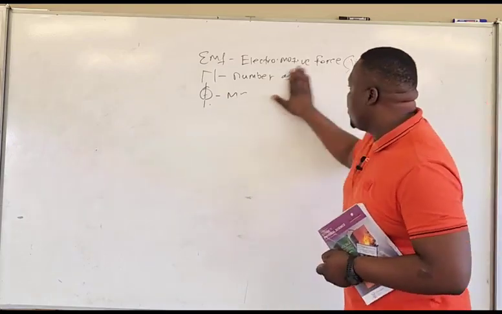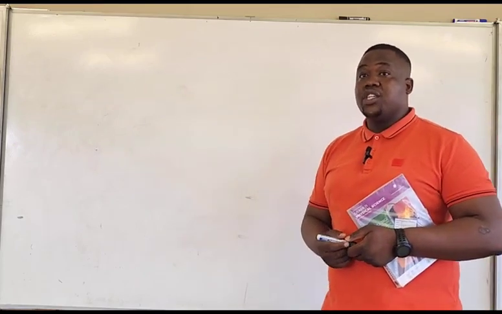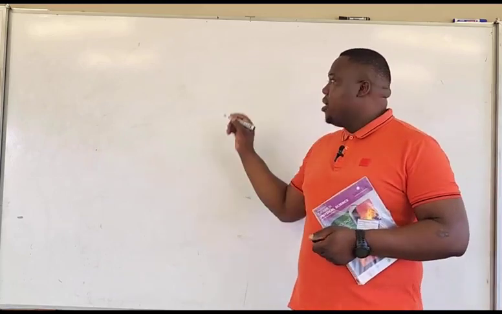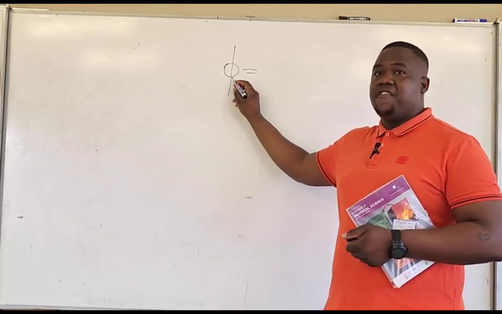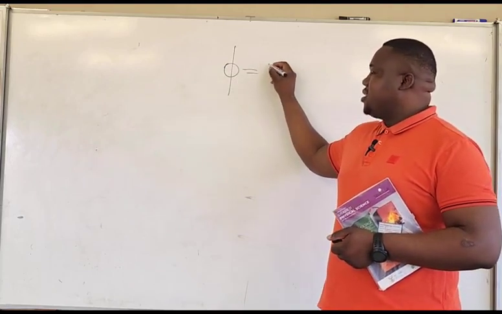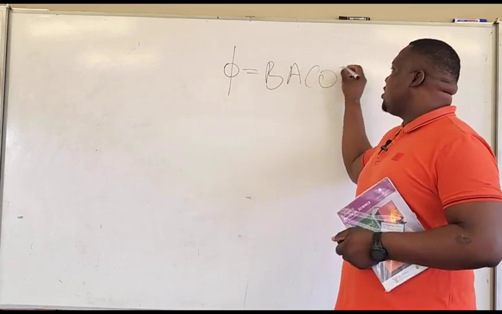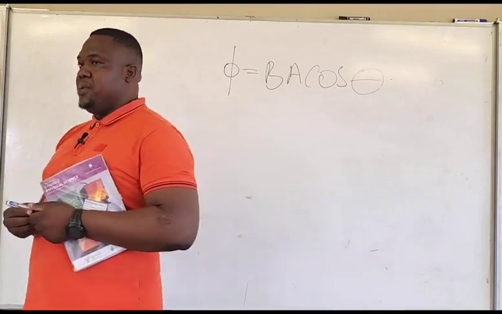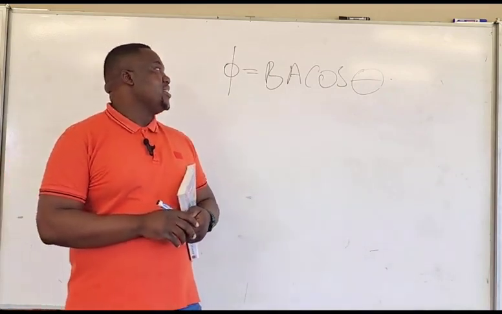So now, let us talk about magnetic flux. The electricity that is produced is being produced because of the change in the magnetic flux. Magnetic flux, which is represented by phi, is equal to BA cos theta. We need to explain what BA cos theta represents.